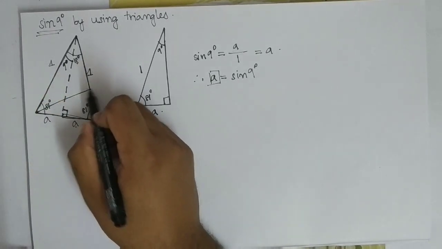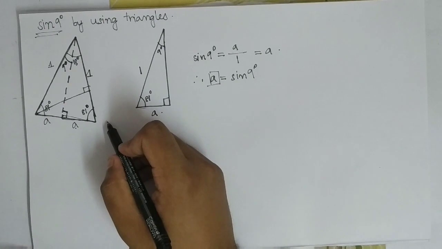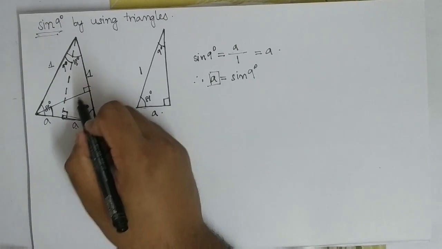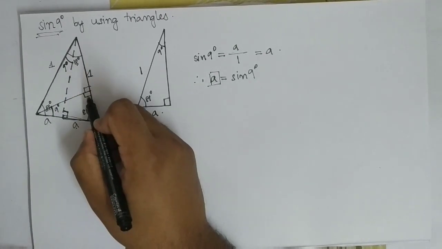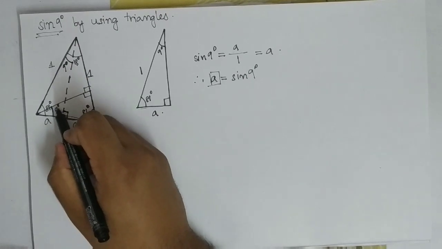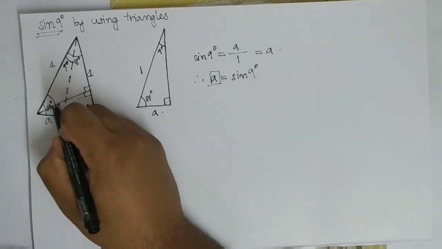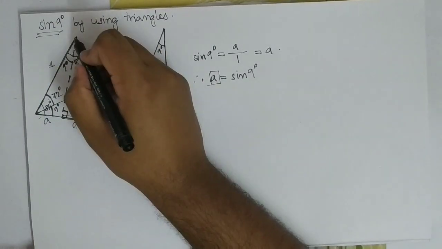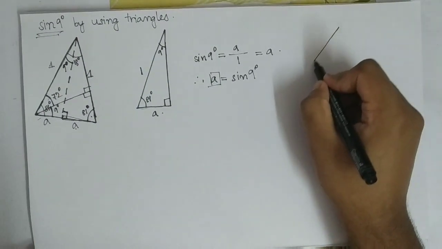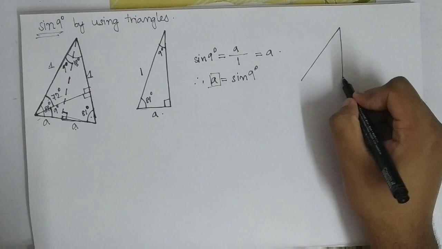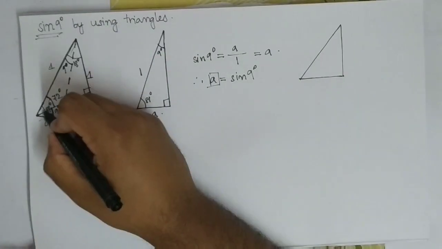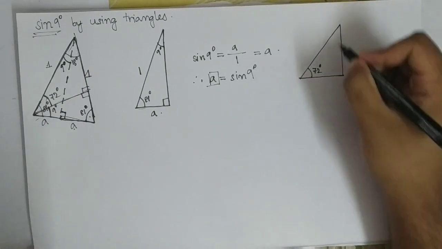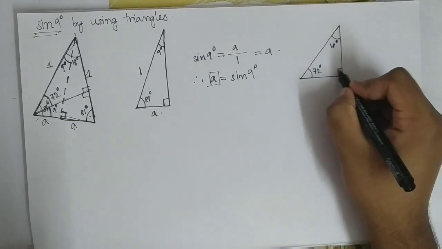Let me draw a line perpendicular to this side. Then in that case, this angle is going to be 9 degrees. Since this is 90 degree, this is 81 degree, so this is going to be 9 degrees. And in that case, this angle is going to be 72 degrees. Now let me draw this triangle separately. This time I am drawing this triangle. So this is going to be 72 degrees, while this is going to be 18 degrees, while this is a right angle.